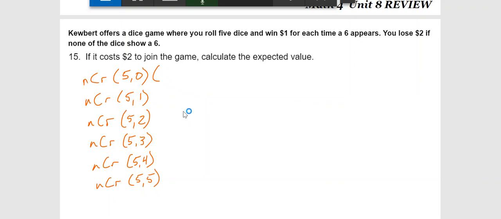Now we have, if we're rolling for a 6 on one die, that's a 1 out of 6 chance, which means there's a 5 out of 6 chance it won't happen.